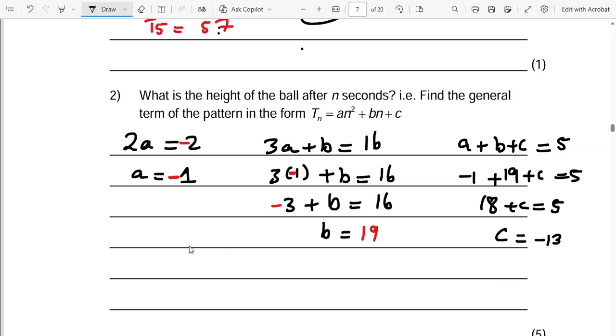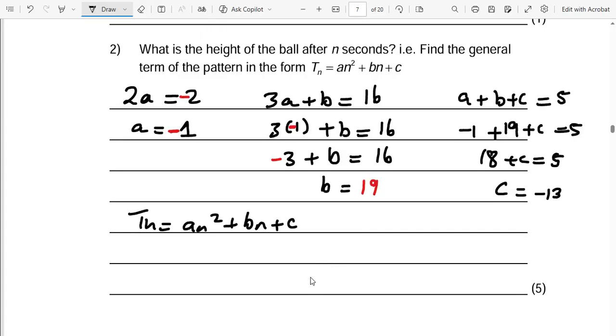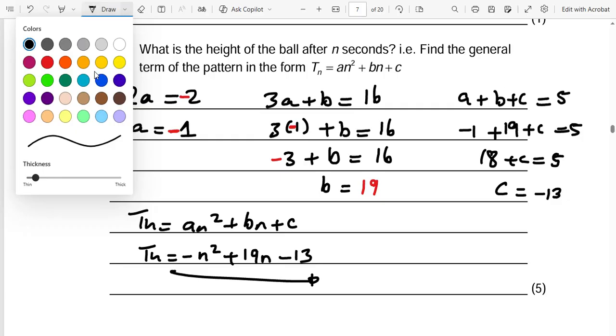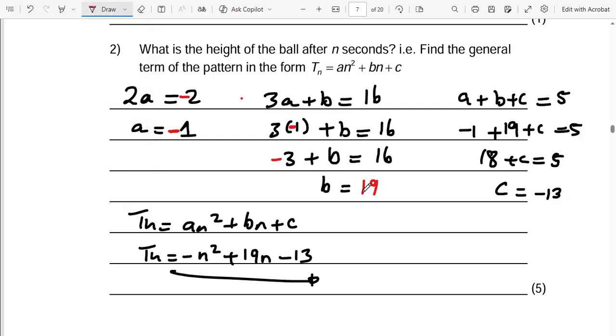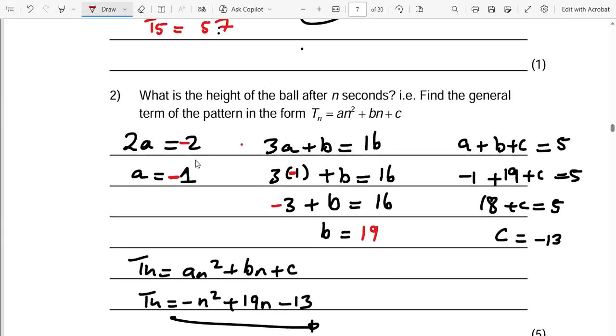So now the general term becomes, let's just substitute in these values. Where there's A, we put minus 1. So Tn will be minus n squared, B is 19, C is minus 13. So this is your general term. I keep on saying everything is easy.